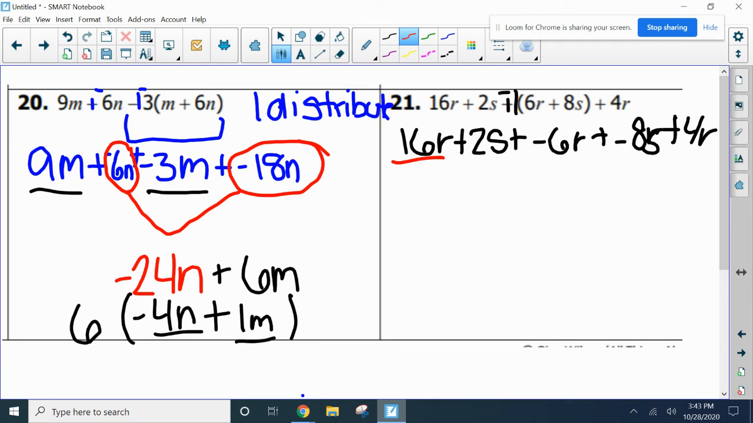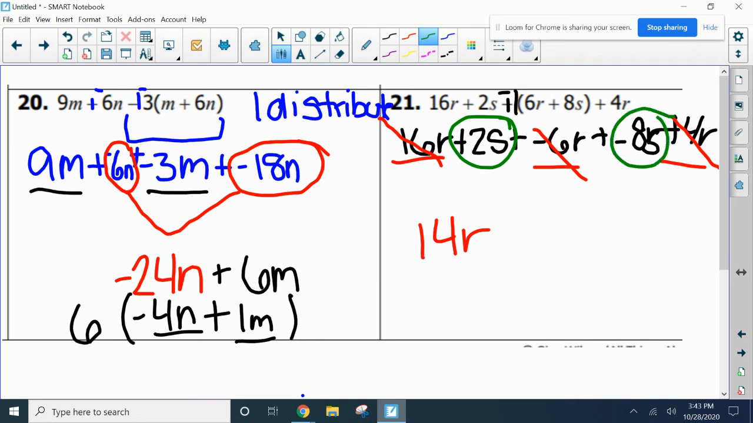So I have 16r, negative 6r, and 4r. 16r and negative 6r, we're going to subtract and keep the bigger sign. 16 minus 6 is 10. 16 is bigger, so positive 10r. And positive 10r and positive 4r are going to give me 14r. And then these are gone, and these are gone. And then I have positive 2s and negative 8s. Positive and a negative, we're going to subtract and keep the bigger sign. So I have 8 minus 2 is 6. Negative 8 is bigger, so plus negative 6s.